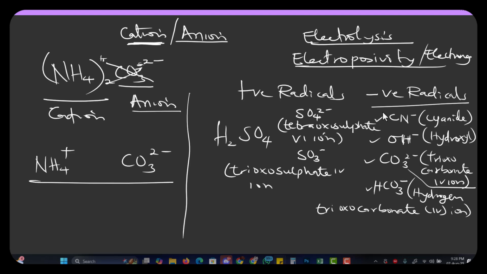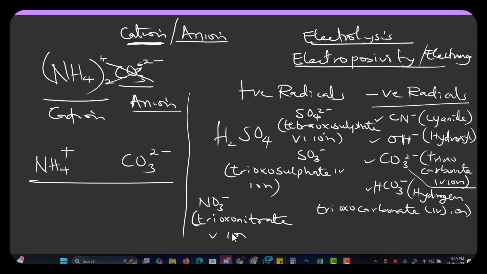Now, I've mentioned the radicals that we have. I've mentioned the cyanide ion, hydroxide ion, trioxocarbonate 4 ion, hydrogen trioxocarbonate 4 ion. Then I also mentioned tetraoxosulfate 6 ion, and trioxosulfate 4 ion. Then we also have the nitrate ion, which is NO3 minus. That is trioxonitrate 5, trioxonitrate 5 ion.